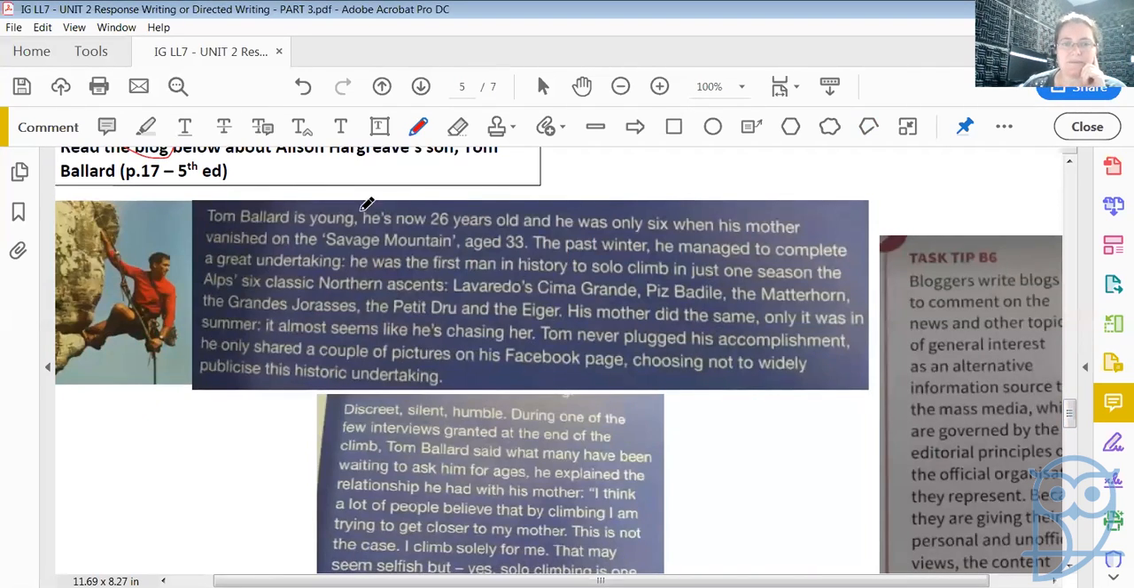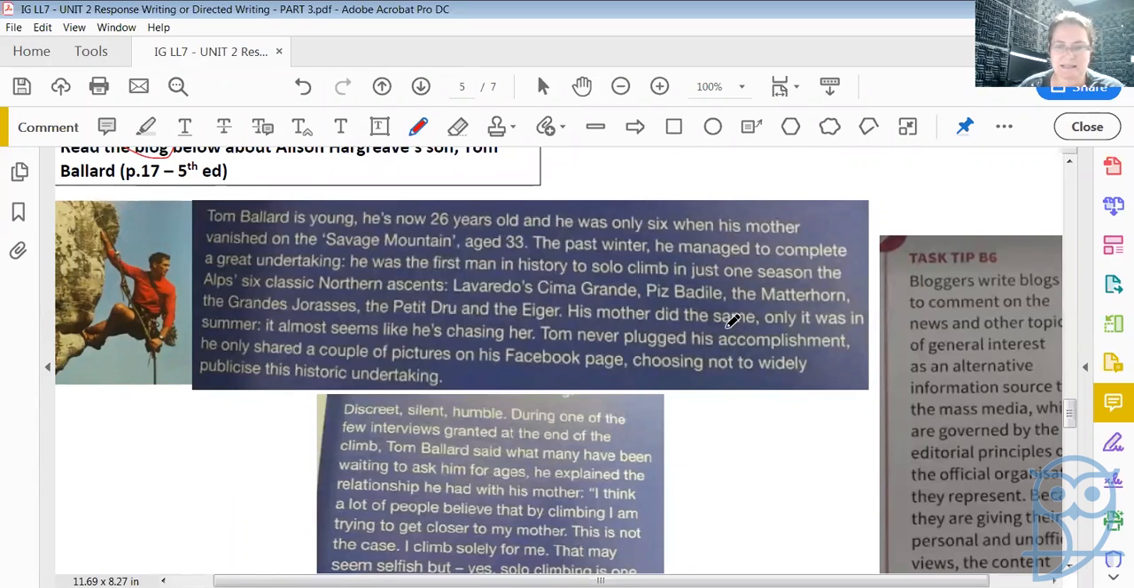Tom Ballard is young. He's now 26 years old, and he was only 6 when his mother vanished on the Savage Mountain, age 33. The past winter, he managed to complete a great undertaking. He was the first man in history to solo climb in just one season the Alps 6 classic northern ascents. Okay, and it gives you all the ascents. We don't need to read every single one of them. His mother did the same, only it was in summer. It also almost seems like he's chasing her.